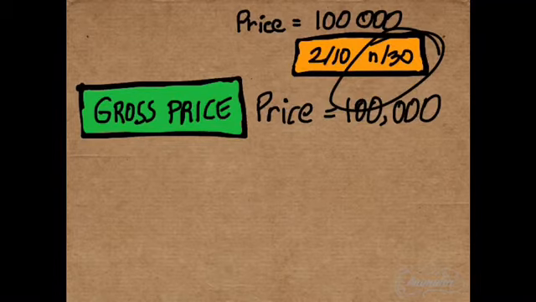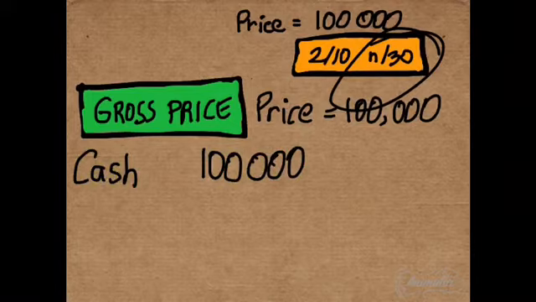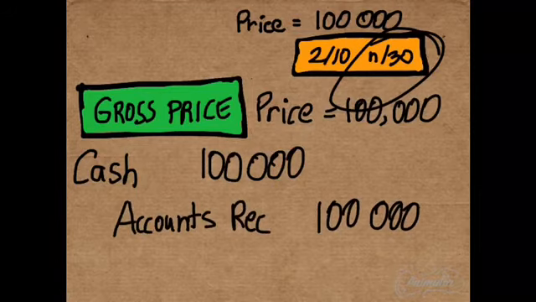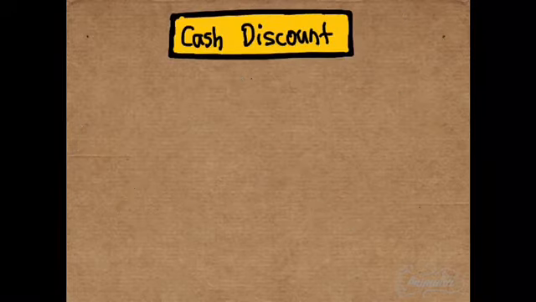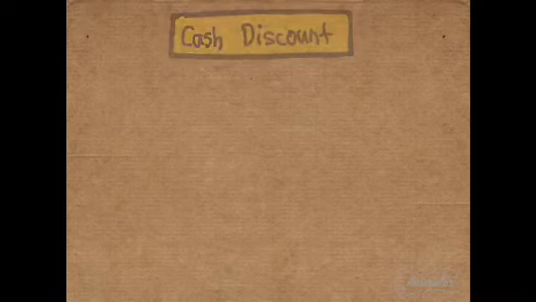So what if the customer paid on the 15th day? We no longer recognize the sales discount of 2,000 because the customer exceeded the threshold of 10 days. So our journal entry would be a debit to cash for 100,000 and a credit to accounts receivable for 100,000. Same scenario, but we're using the net price method.